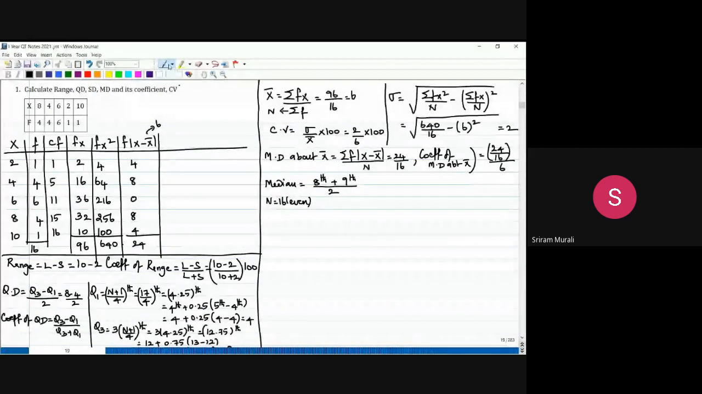In CF, if now I come to median, where is your 8th position? Where is your 8th position? 8th will fall between 5 and 11. So I don't have directly your 8. In the place of 11, you can take it as 8, whose respective x value is 6.